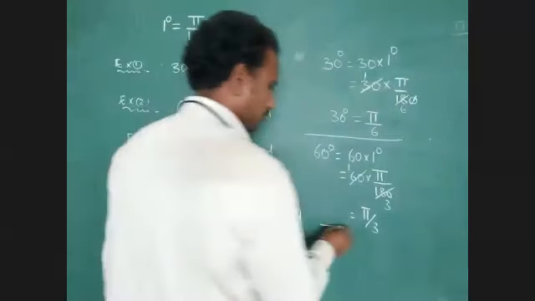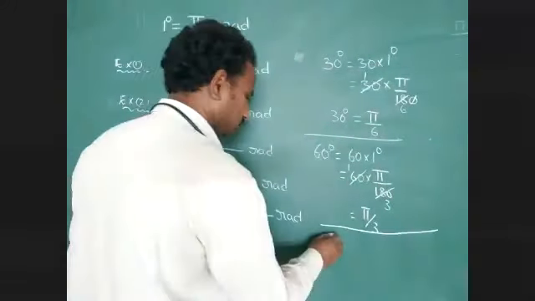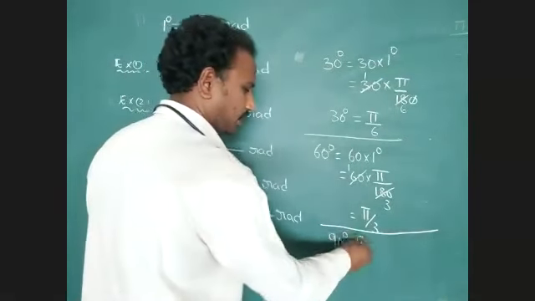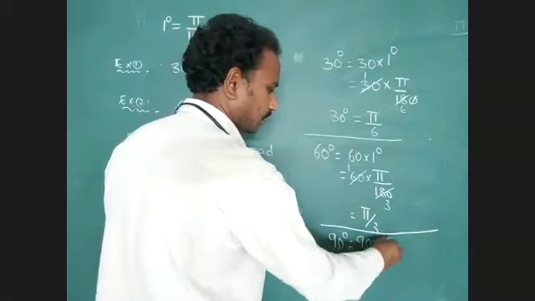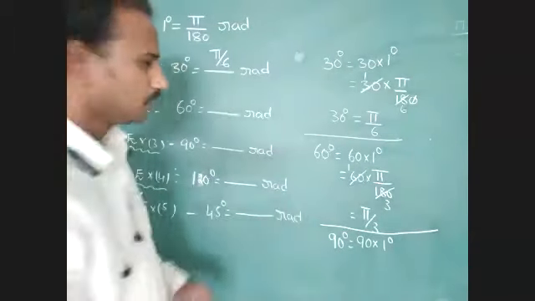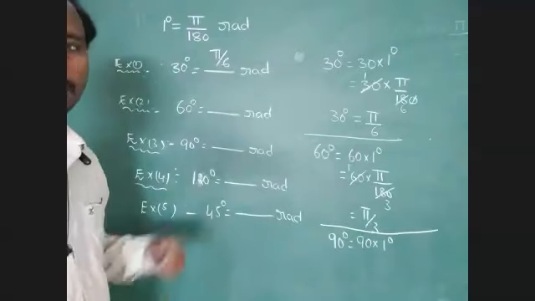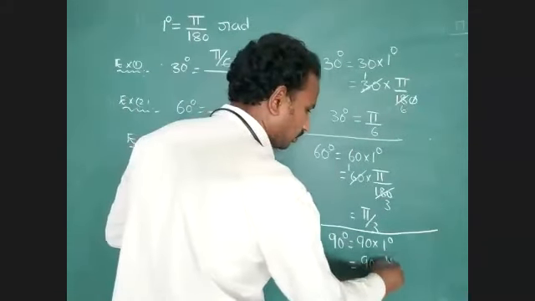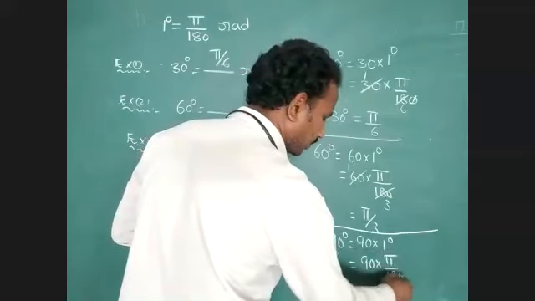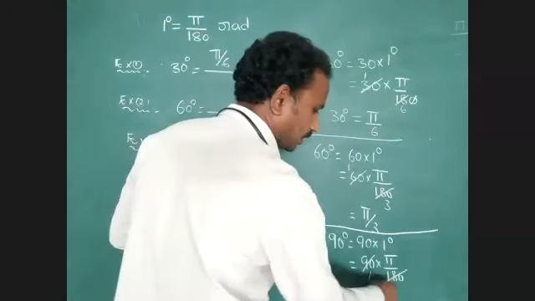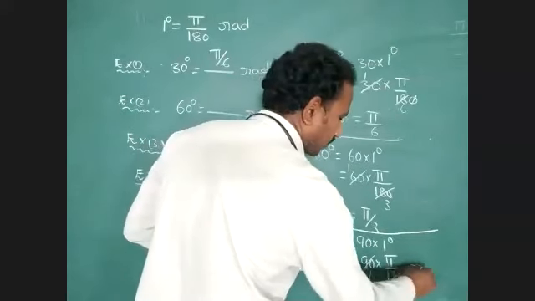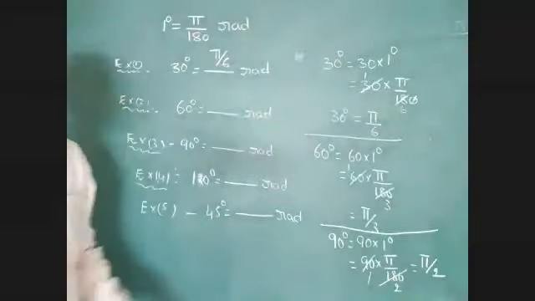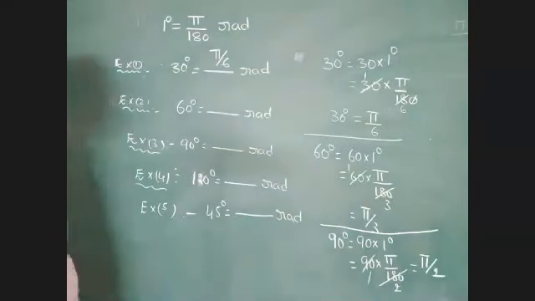Next one, 90 degrees equal to dash radians. 90 into 1 degree. 1 degree value equal to pi by 180. Like that you have to find out all the values. 90 goes 1 time, 90 goes 2 times. That is equal to pi by 2. Okay, note down these 3 problems. Next I will explain the other 2 example problems.